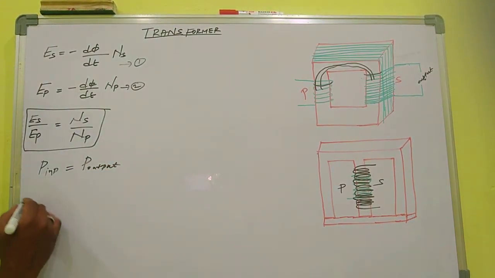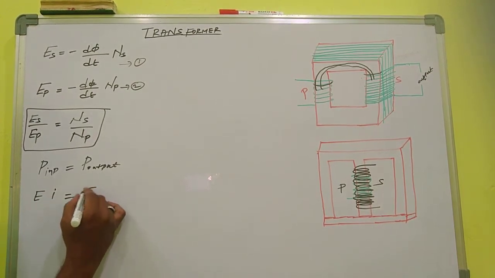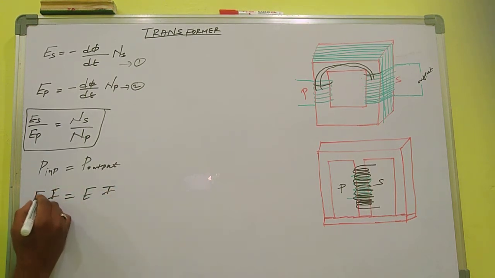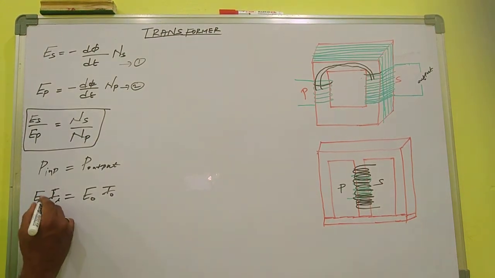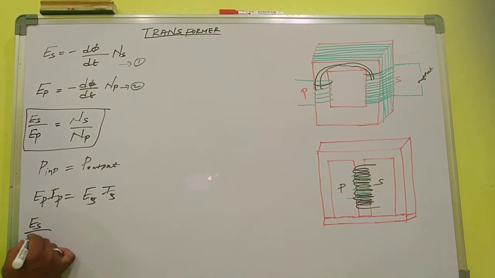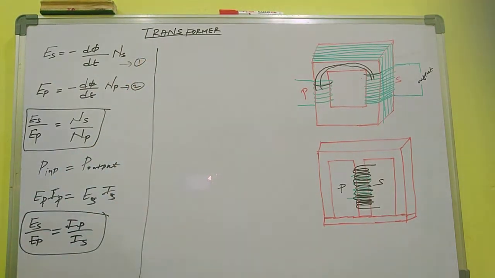What is power input? What is the formula for power? Here it is EI. Here also EI. This is input, and this is output. Here the input is taken as primary, and the output is taken as secondary. EP IP is equal to ES IS. So what is the relation? ES by EP is equal to IP by IS. This is one important expression.